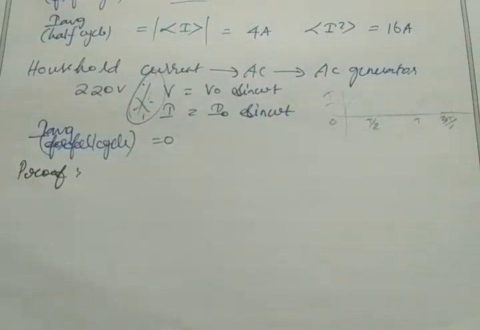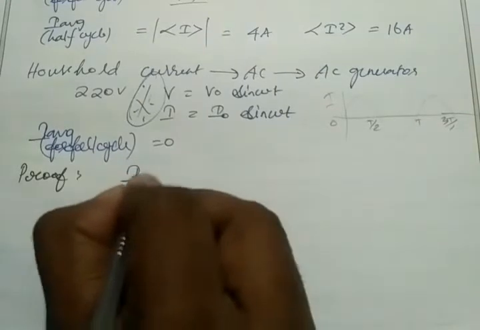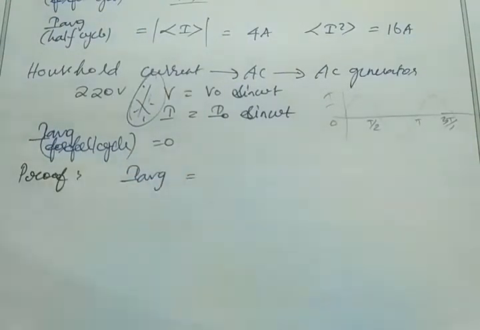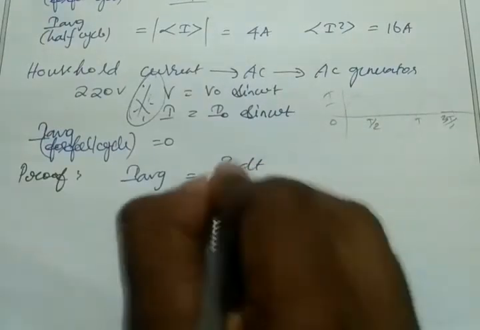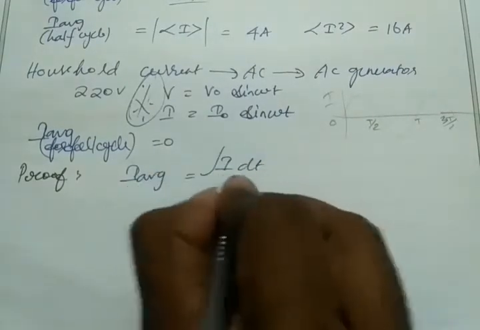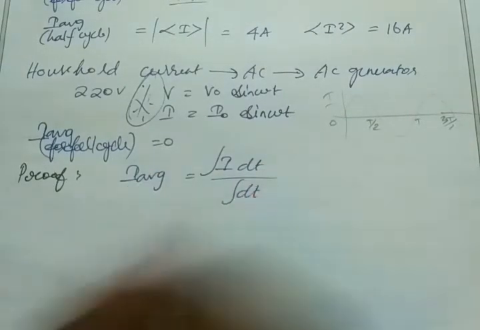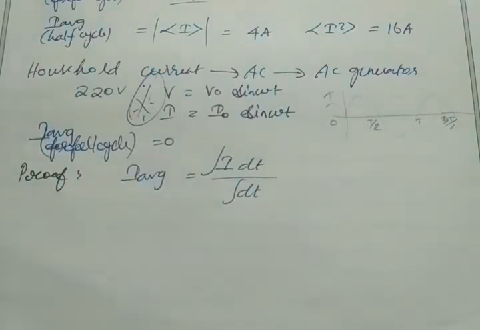So initially write the equation for I average for full cycle. So we have somewhat like this: integration I dt divided by integration of dt. This is the equation of I average.